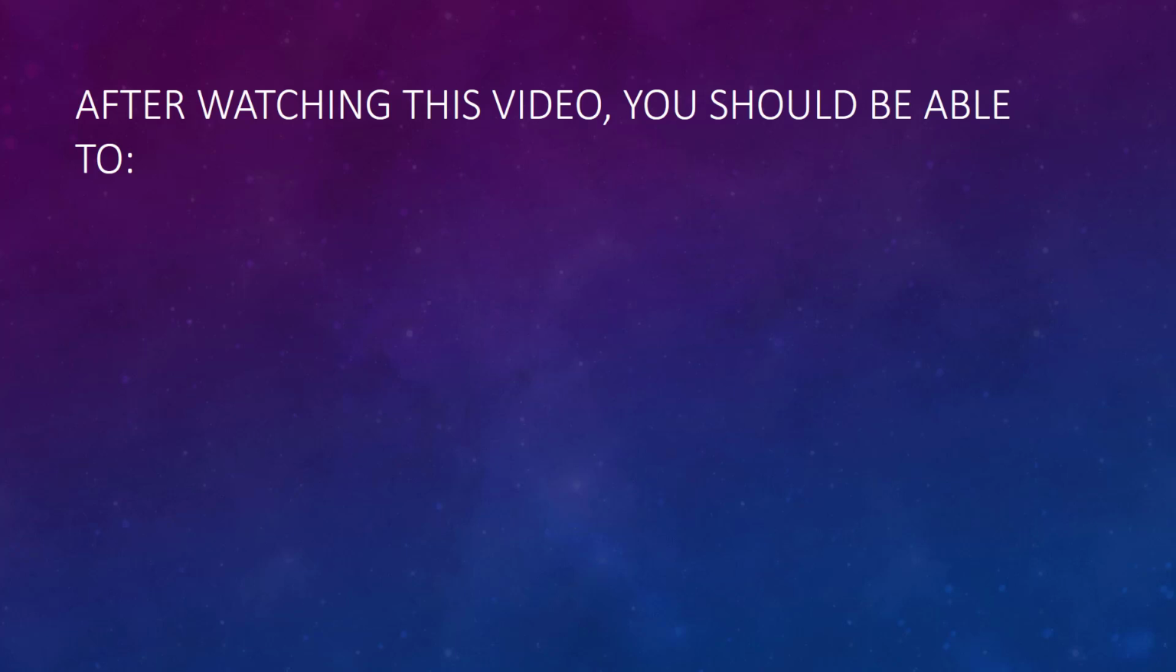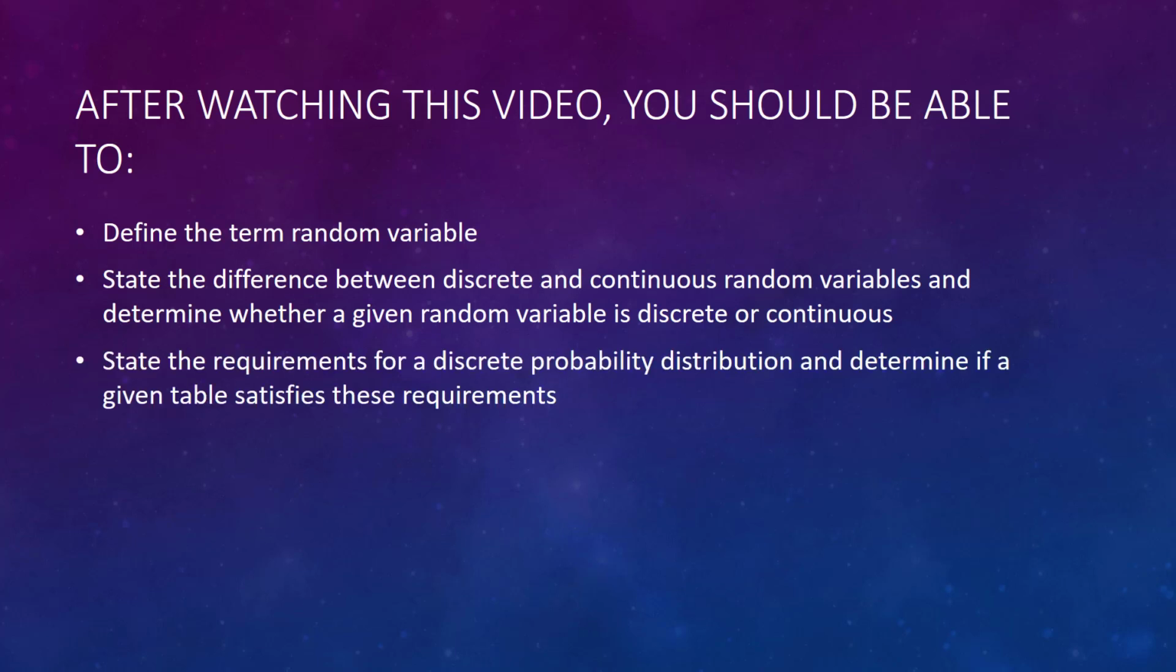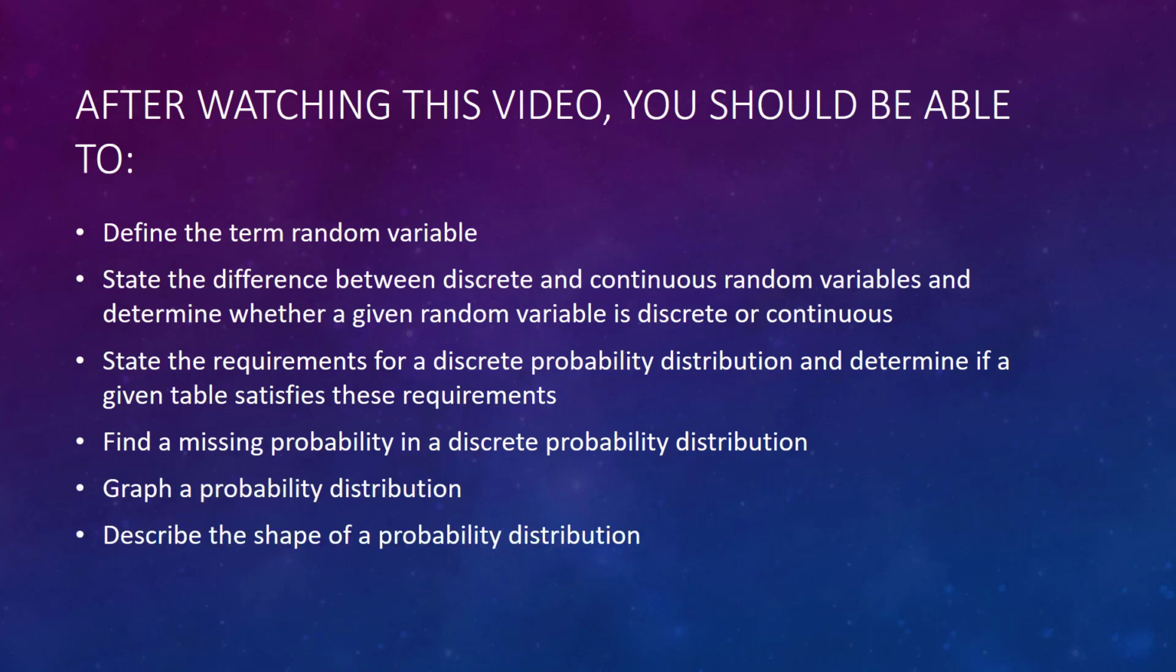After watching this video, you should be able to define the term random variable, state the difference between discrete and continuous random variables, and determine whether a given random variable is discrete or continuous, state the requirements for a discrete probability distribution, and determine if a given table satisfies these requirements, find a missing probability in a discrete probability distribution, graph a probability distribution, and lastly, describe the shape of a probability distribution.